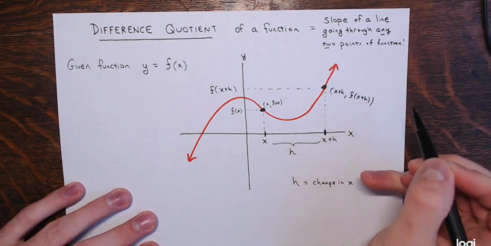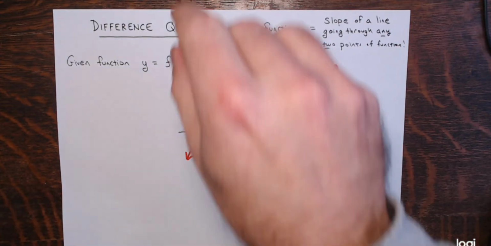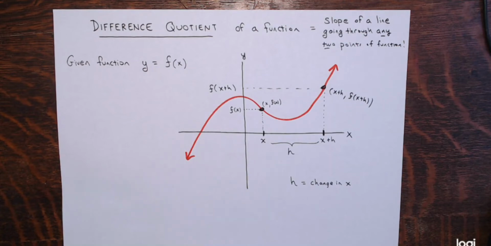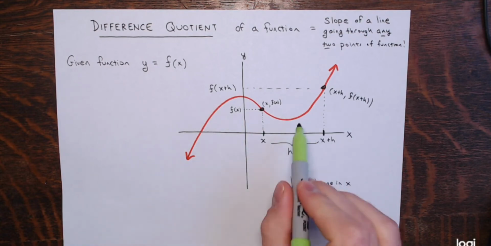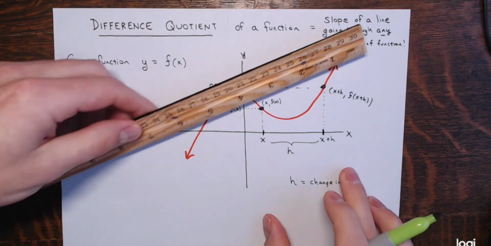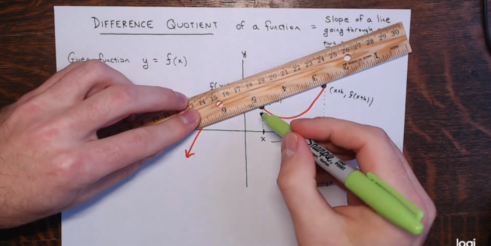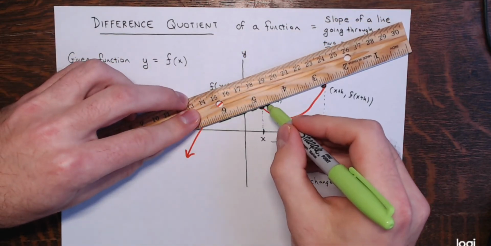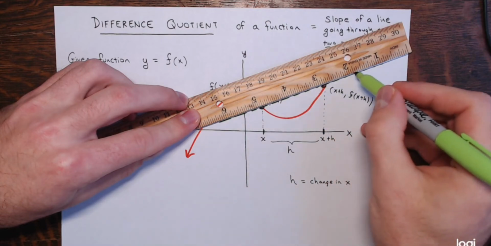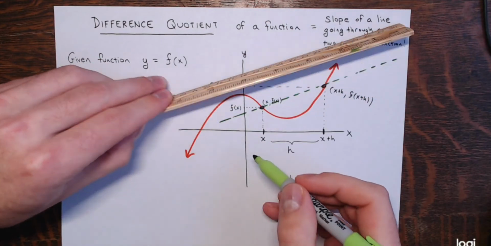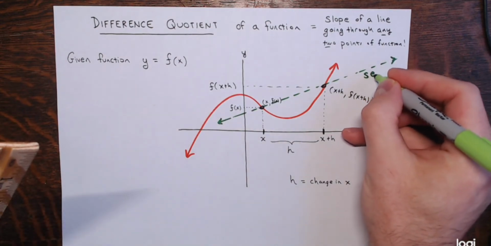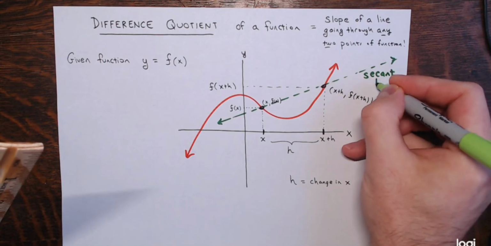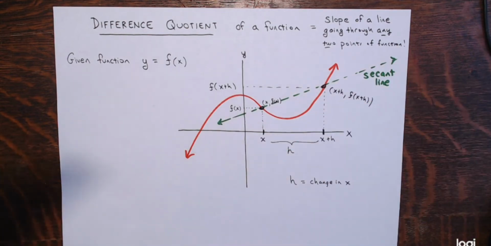Now if I were to draw a line going through these 2 points, and remember these 2 points aren't just here and here, they could be anywhere. If I change my value of x and h, they could be anywhere on the graph. So let me draw a line through these 2 points. I'll make it a dashed line because it's not actually part of the function. Here's a line. This is called a secant line. You're not going to need to know that, but it's just a line that cuts through 2 points on a graph.